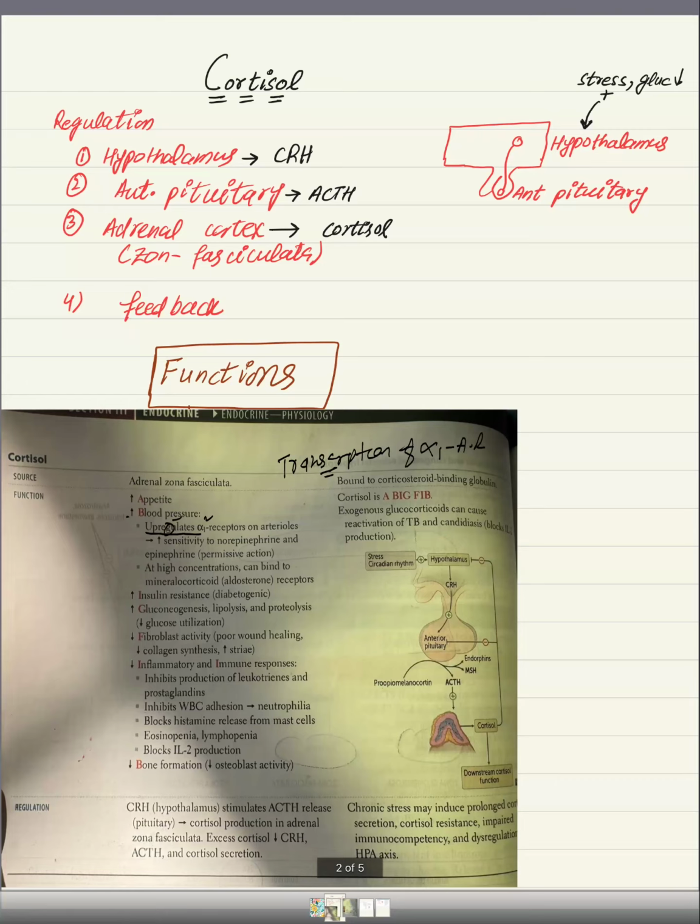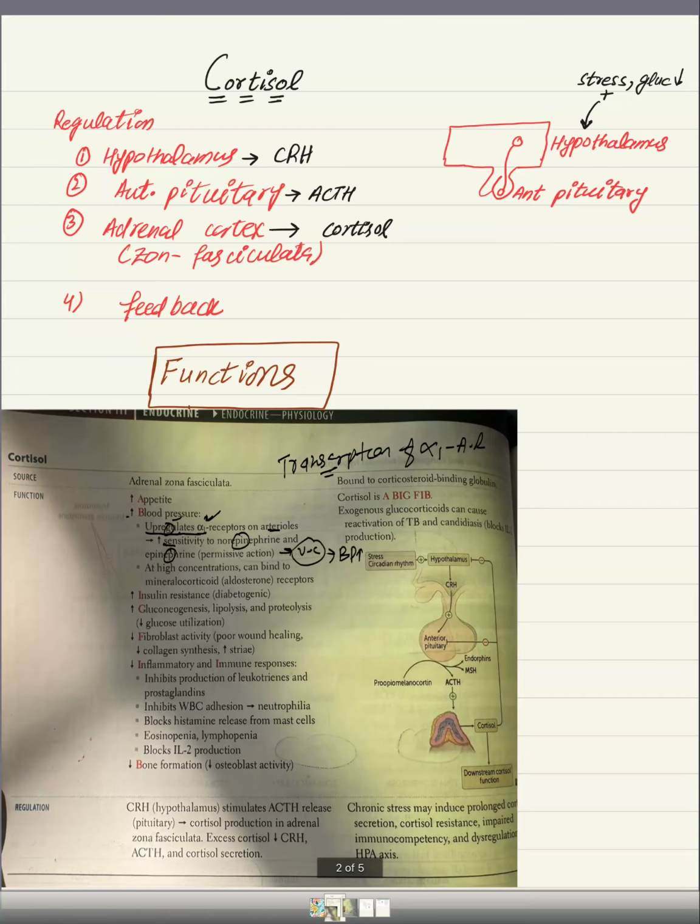So if you have upregulated alpha 1 receptors on the arterioles, then definitely your norepinephrine and epinephrine sensitivity is going to increase. And when epinephrine and norepinephrine sensitivity increases, this will lead to vasoconstriction. And when you have vasoconstriction, your blood pressure is going to go up. This is the first reason.